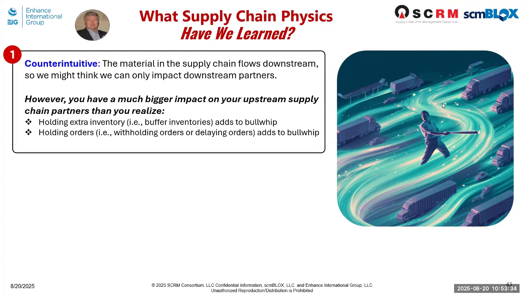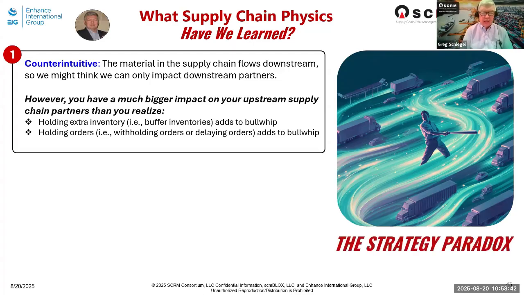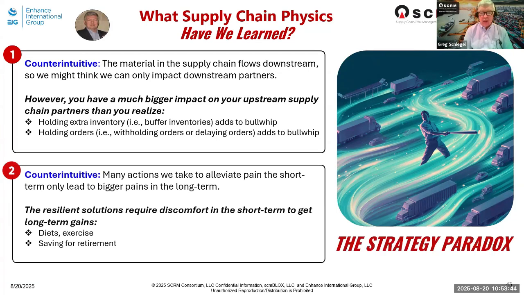Maybe Greg, you finish this slide, and then we'll go back to the chat to answer some questions. Well, this is more or less what Chris covered. Chris covered the two levels of counterintuitive. We actually maybe call it something like the strategy paradox, but Chris basically gave you a summarization of the two counterintuitive issues that we've talked about. So with that, I'm ready to move on.